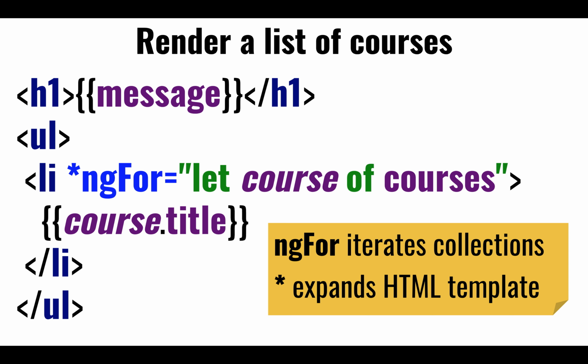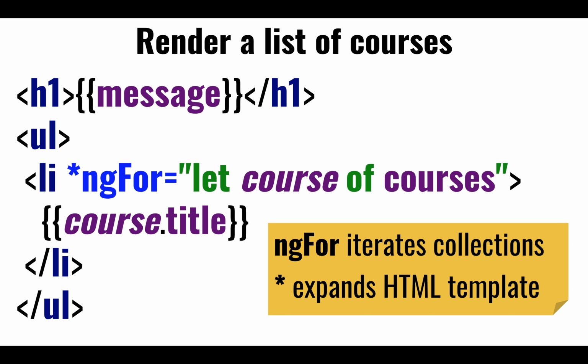And if you've guessed it, it's an iterator, right? It iterates over a collection. It takes as an argument an expression, right? A JavaScript expression that allows you to declare an iteration over a collection. So here we're saying that I'm going to declare let course, meaning I'm going to declare a local variable called course, right? That is going to iterate over a collection of courses. Right? So presumably courses is some array variable that is declared on the TypeScript side. So TypeScript has access to the data.